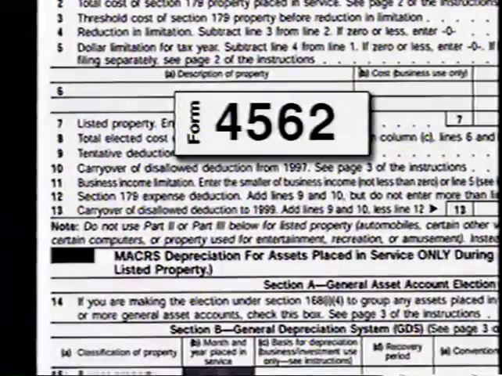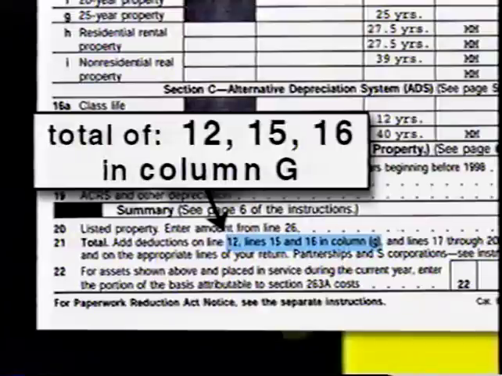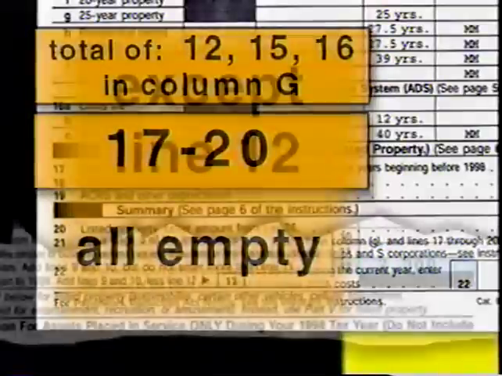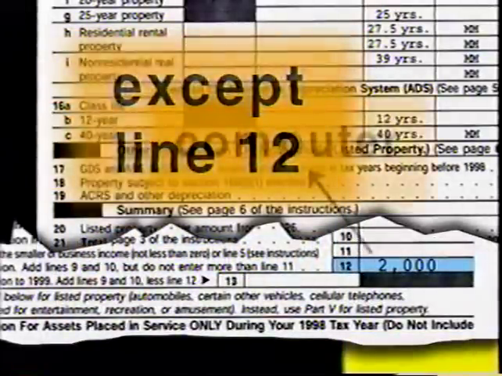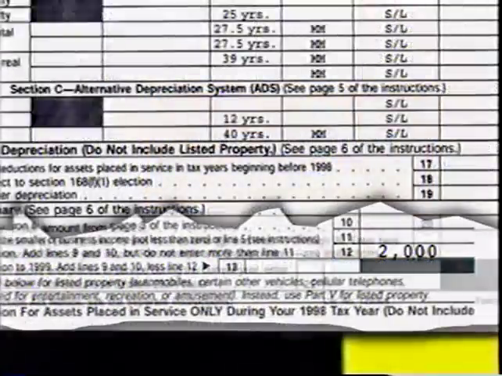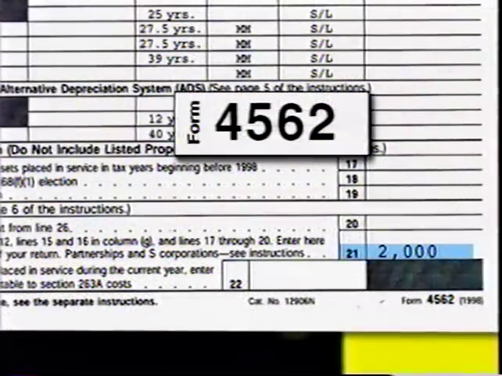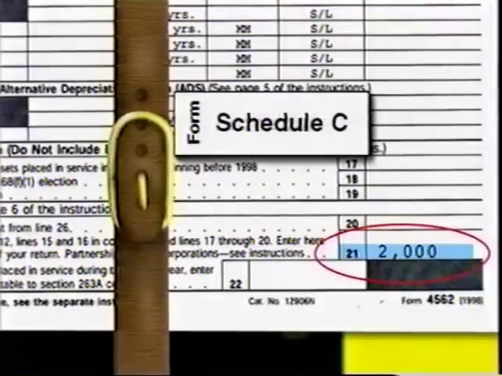To finish off Form 4562 in Part 4, Vicky only has to fill out line 21. Which is the total of lines 12, 15, and 16 in column G, and lines 17 through 20. Because all of these are empty except for line 12, we just enter the $2,000 elected cost of Vicky's computer. It slides all the way from line 12 to line 21. Now that we have the info we need from Form 4562, $2,000 in depreciation, let's strap ourselves in again and form jump back to Schedule C.